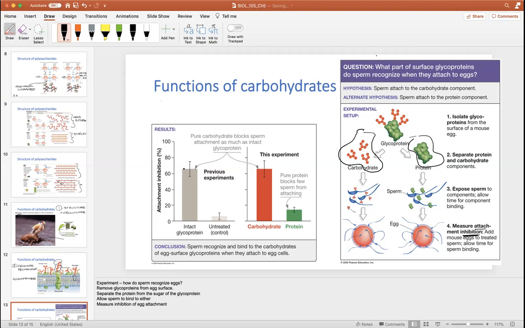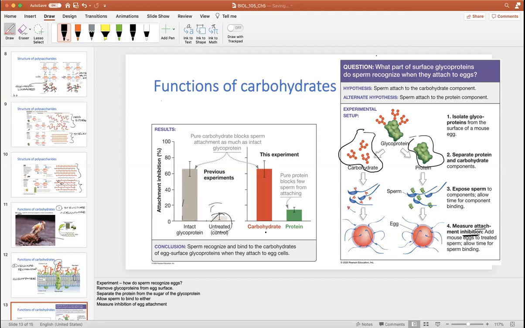And you can see that it was pretty high when you have your intact glycoprotein. And then they had a control group where they didn't have any glycoproteins in it, and the sperm attached to the egg really well. There was no attachment inhibition. So if you add the glycoprotein, you get blocking of attachment. You don't add the glycoprotein, the sperm seek out the egg just fine.